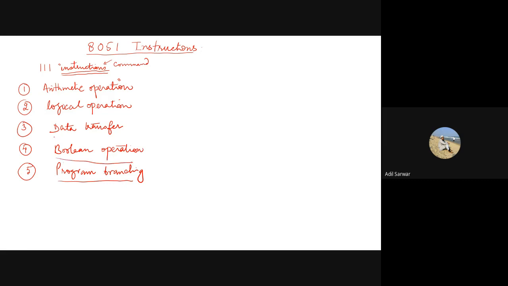Okay, so I would be talking about each of the instructions within these categories, and I will start with the arithmetic operation set. As the name suggests, it involves instructions which are used for carrying out arithmetical operations like addition, subtraction, multiplication, and division. These are the four basic mathematical or arithmetical operations that can be carried out by the 8051 microcontroller.